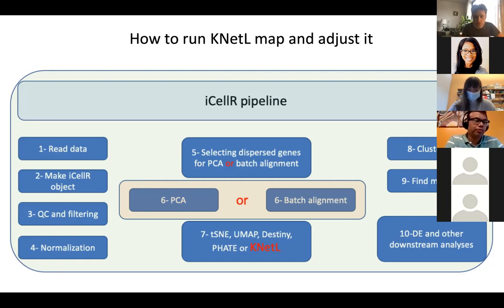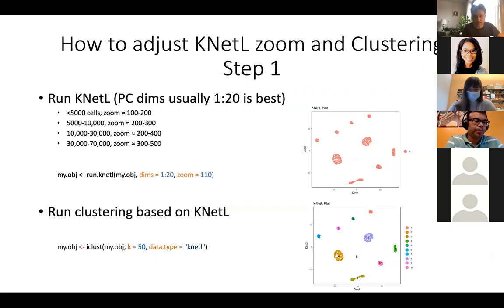Usually with KNetL we use around 20 PCs. Let's say if you're usually using 10 PCs in UMAP and tSNE, we usually use 10 more in KNetL. That's because it already has a lot more resolution from the start, so you just don't get so many clusters. It's also with the 20.